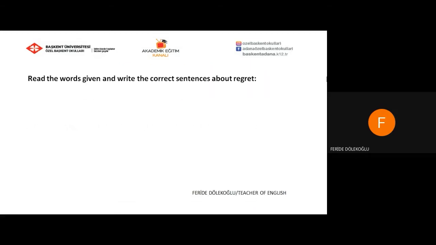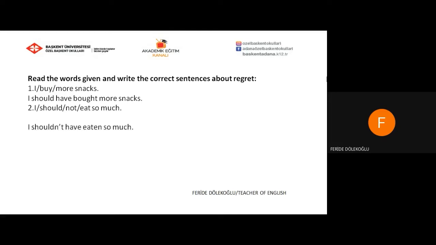Now we will do an exercise about this structure. It says read the words given and write the correct sentences about regret. First one, I buy more snacks. Remember the structure. We use should have plus verb 3. I should have bought more snacks. 2. Now we will make a negative sentence. I should not eat so much, and the correct sentence about regret is I shouldn't have eaten so much.